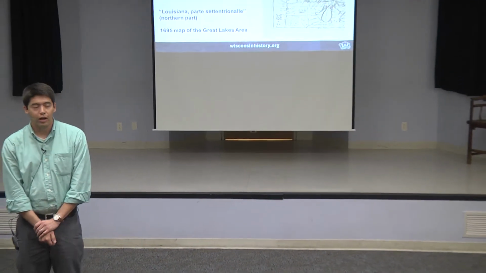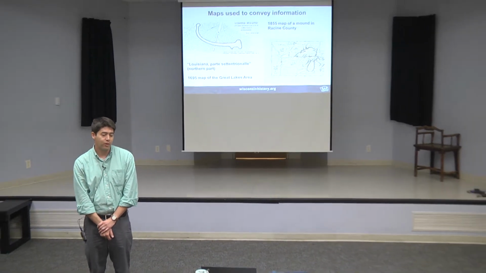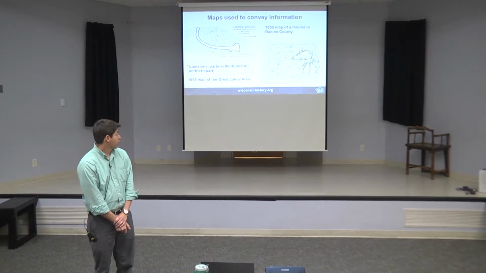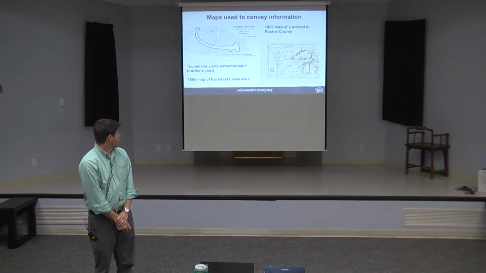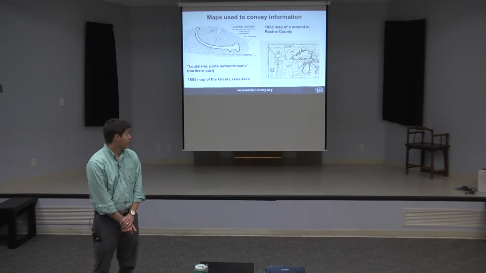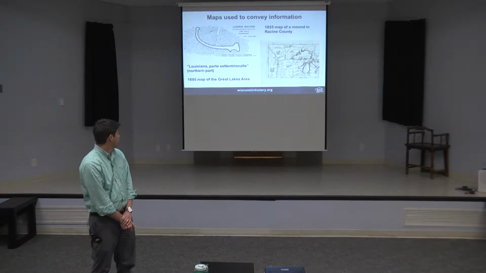Everyone knows what maps are. Traditionally, maps are used to convey information. So we've got two examples up here. The one on the upper left is a map of a burial mound in Racine County. This is a small-scale map, and you're basically showing the relationship of the mound to the road.